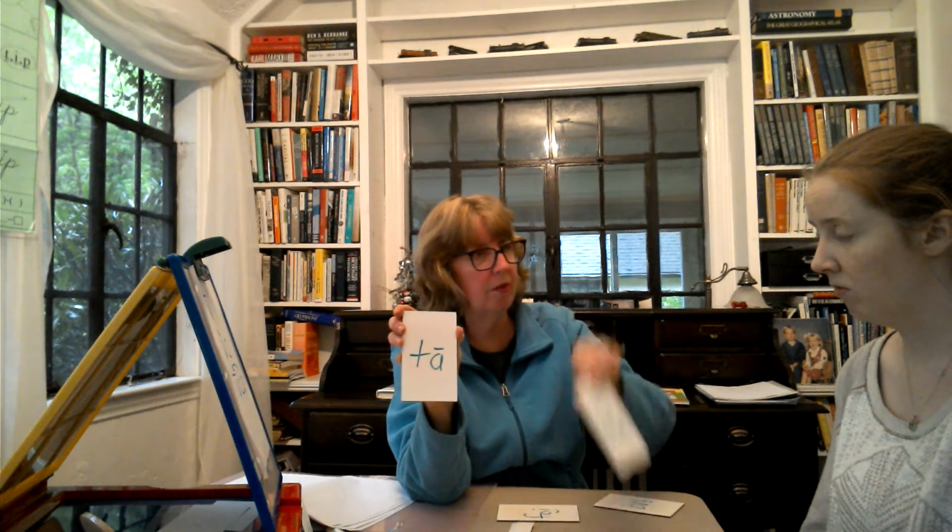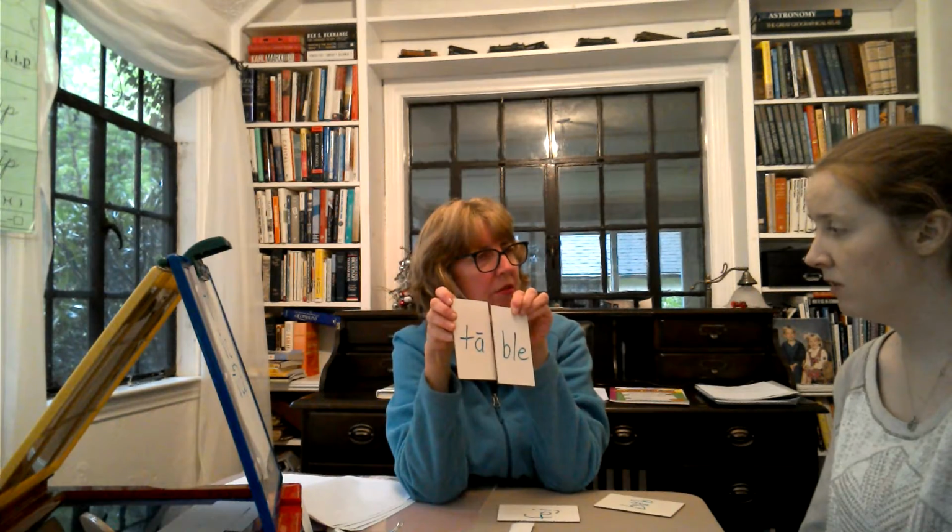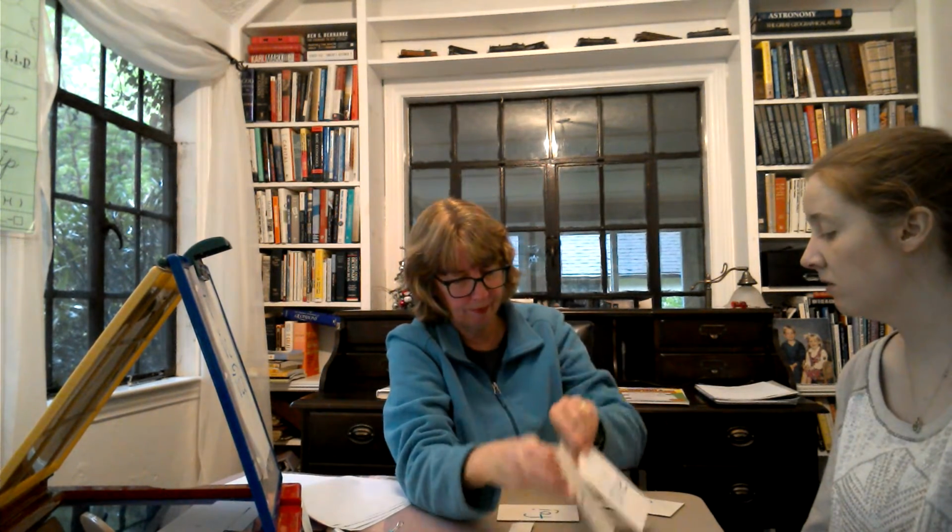Now, we're going to take this off, and we're going to put TA, right here, says tay, and we're going to put BLE to spell Table. Table. And how do you spell table? TABLE. Good.